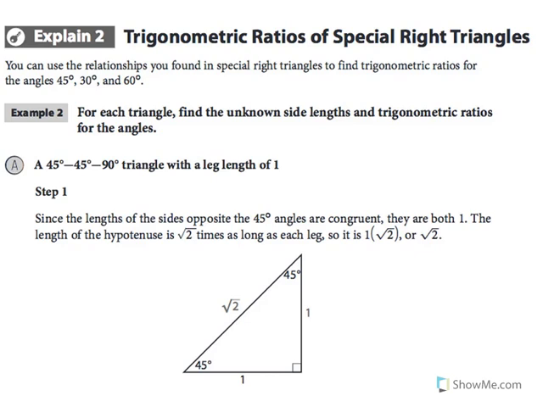Step 1: The lengths of the sides opposite the 45 degree angles are congruent. They both are 1. The length of the hypotenuse is radical 2 times as long as each leg, so it is 1 times radical 2, or just radical 2. Right, so remember that this is 45-45, so x, x, and x radical 2. Okay, so we can use that: 1, 1, and radical 2.